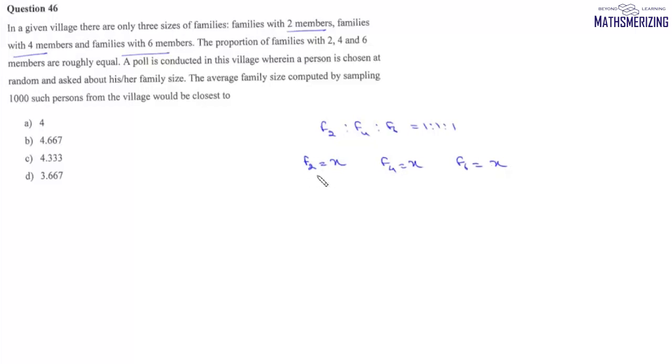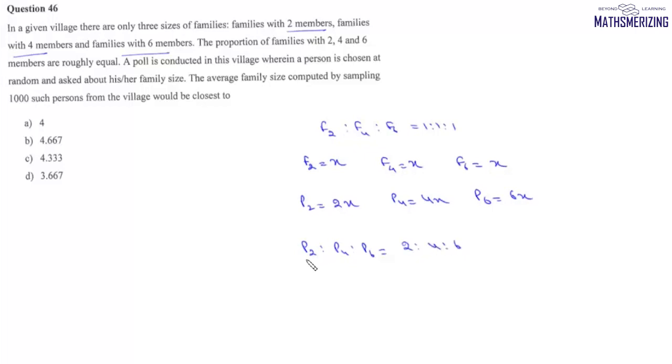Now if we find the number of people who live in 2-member families, it will be simply 2x. The number of people with 4 members is simply 4x, and the number of people with 6 members is simply 6x. So what is the proportion of people living in 2, 4 and 6 respectively? This is P2 ratio P4 ratio P6, which is 2 is to 4 is to 6.